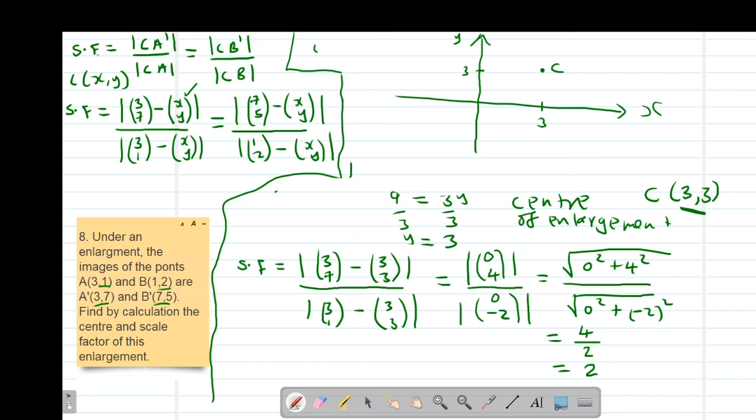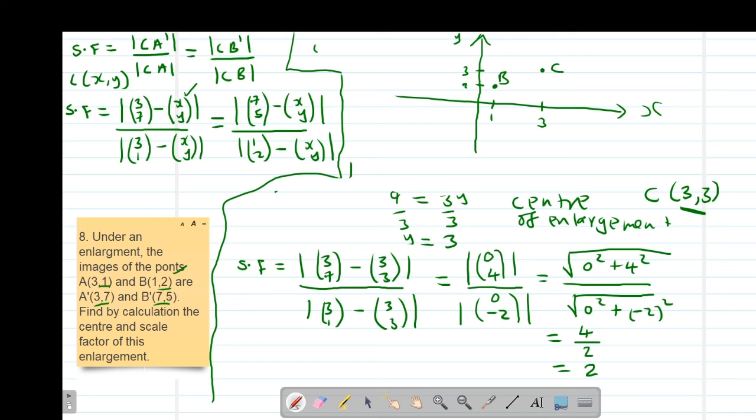Then I can pick any of the points that I was given. For example, let me test with point A. Point A was, no, let me test with point B this time round. Point B was (1, 2). So 1 is likely to be somewhere here. Then positive 2 is below 3. So positive 2 is here. So this will be our point B.